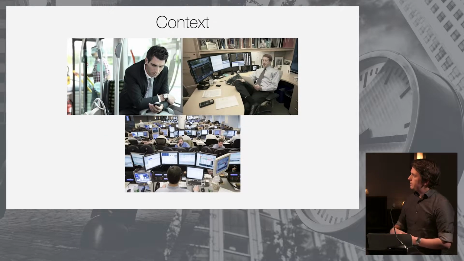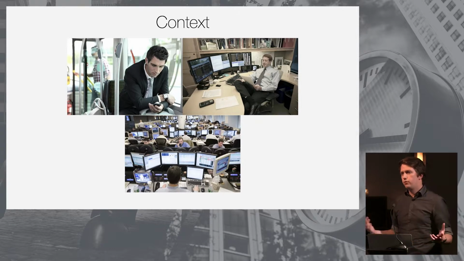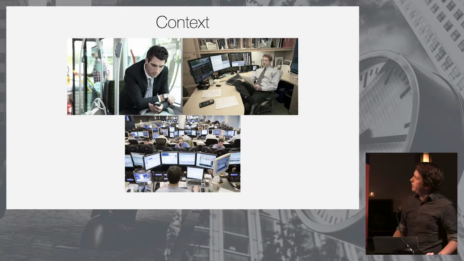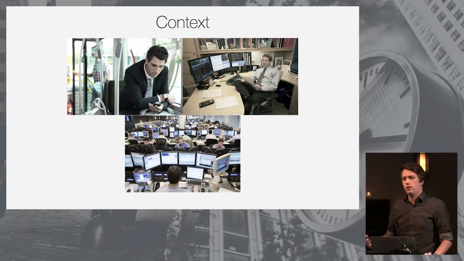So here's 3 different people. Potentially they're all looking at their order book. But the context is different, right? The guy on the top there, he's maybe commuting home, and he's just checking his order book to make sure that he's not left anything active that he really shouldn't have.